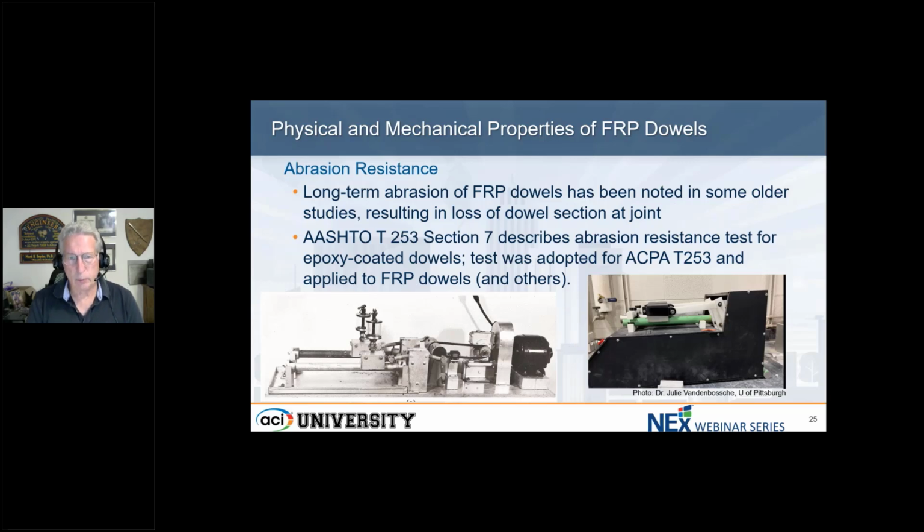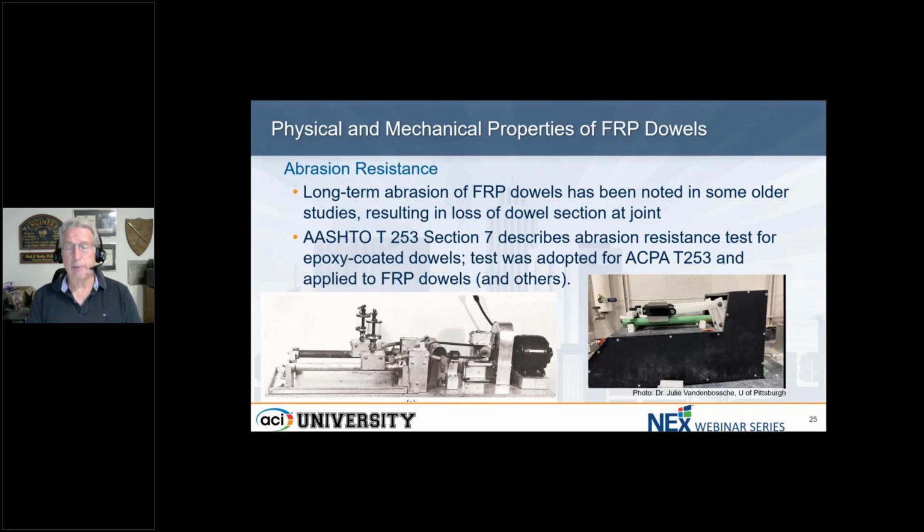Abrasion resistance is one that we don't really see in the specifications except for the ACPA T253 test. Long-term abrasion of FRP dowels has been noted on at least one old study from 1987 in Ohio. And again, we'll talk about this later on. It did result in significant loss of section of the dowel at the joint.